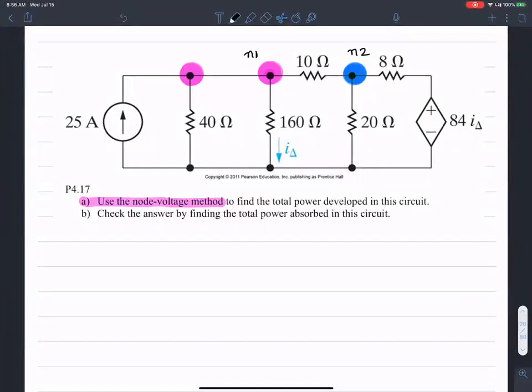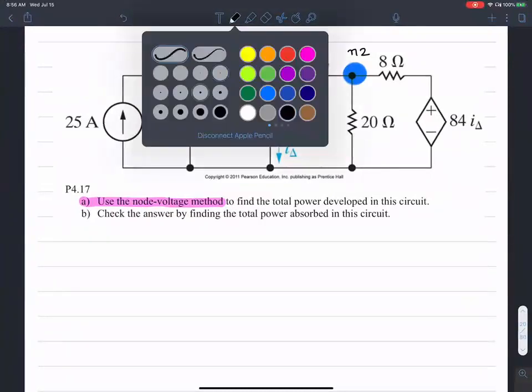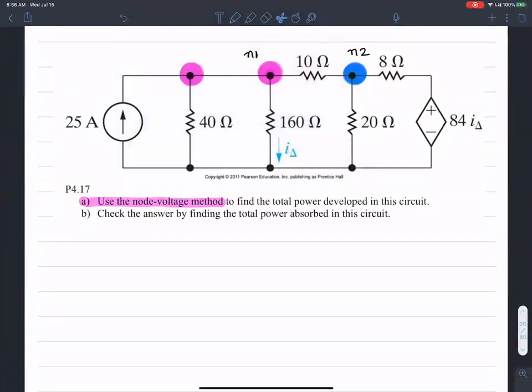Did you have a question, or did you want to begin the problem with us? I can go through what I did so far. Yes, that's fine. I chose the top two nodes, N1 and N2, and the bottom nodes are ground. Give me a second to annotate all the bottom nodes as ground. That's step one. Step two is to choose the independent nodes.